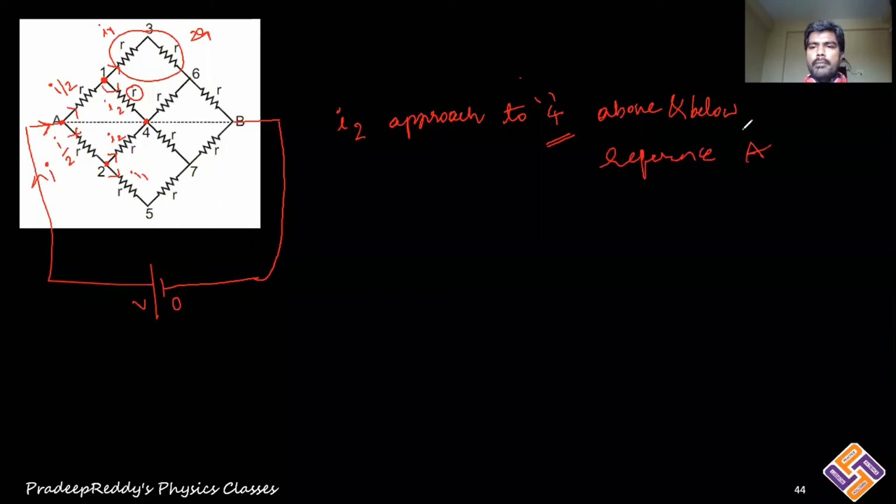Bottom portion also, check it. Now the same current I2 comes to this point 4. So what is your observation? I2 current approaches point 4 from above and below the reference AB. Above and below the reference AB, I2 current is coming from 1 to 4, the same I2 current is coming from 2 to 4, and the same current is coming to this point. It means that the potential is equal.